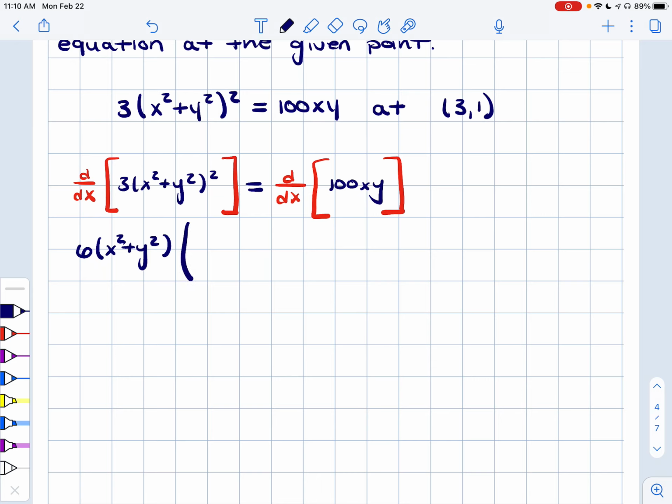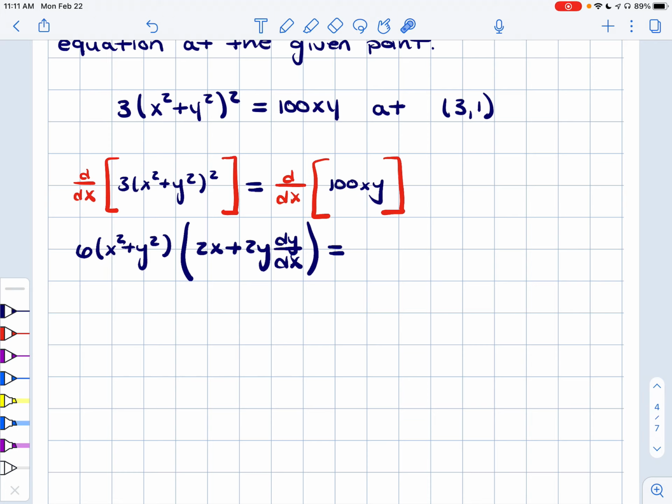Okay, so then chain rule, so multiplying by the derivative of the inside function. So the derivative of x squared is just 2x, and then plus the derivative of y squared with respect to x is going to be 2y times dy/dx. Okay, so that takes care of the left-hand side. Now we want to handle the right-hand side.